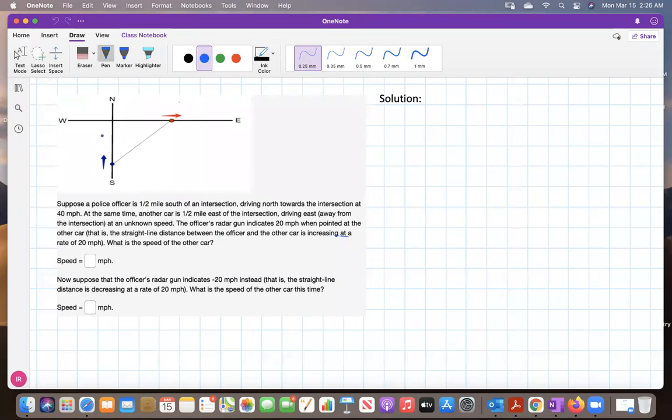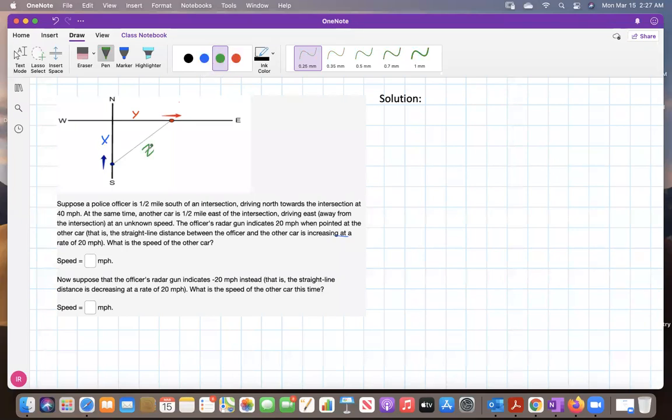Okay, so let's represent the distance between the officer's car and the intersection by x here. Let's represent the distance from the driver to the intersection with y. And let's represent with z the distance between the officer's car and the driver's car. Okay, z here.